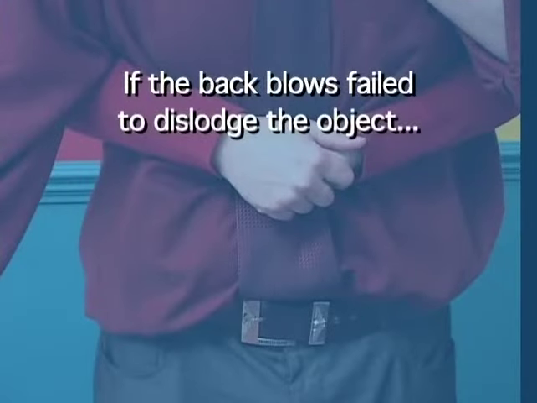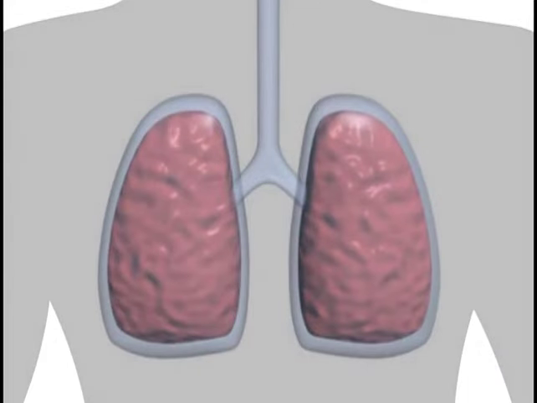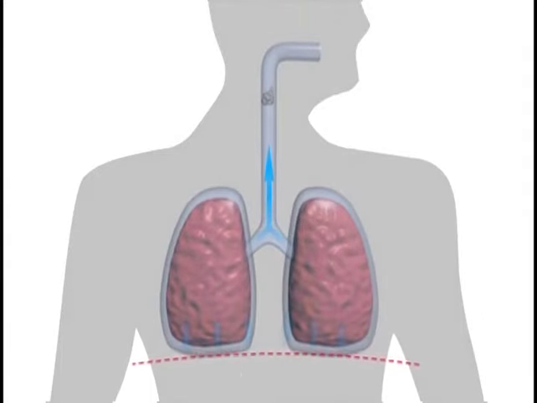If the back blows failed to dislodge the object, give the person 5 abdominal thrusts. Abdominal thrusts simulate the action of coughing. Air that is trapped in the lungs is forced out and pushes the object out of the airway.